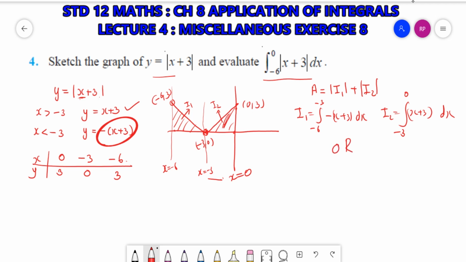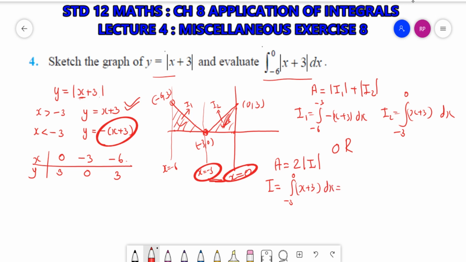Or we can clearly see that both the areas are symmetric, means this one and this one. So just find out the area of any one and multiply it by 2. So I can write down A is equal to twice I, where I is equal to, I will write down from minus 3 to 0. Now minus 3 to 0 greater than 3, so which will be the function? This one. So x plus 3 dx.